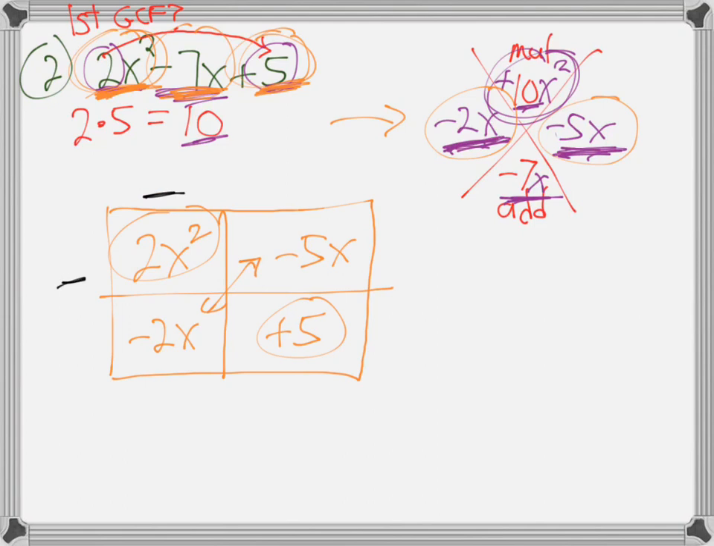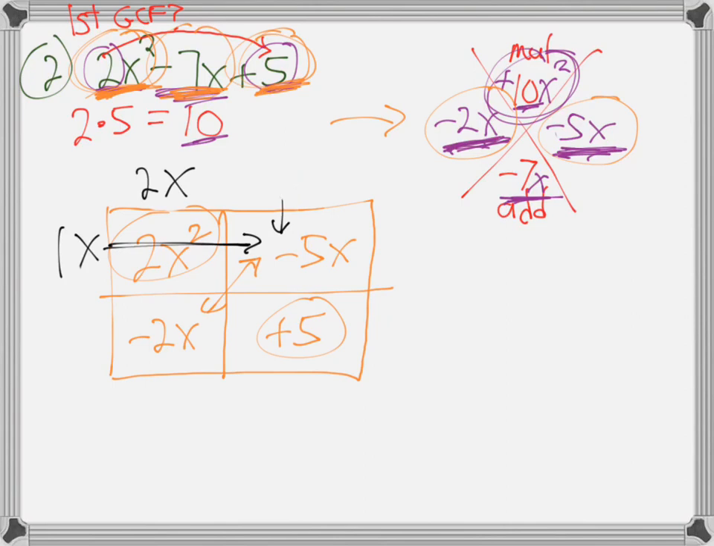So what if I put the 2x here and the 1x there? That won't be good because the 2 is never going to make the 5, huh? So I should swap it. I should put the 1x here and the 2x there. Does that make sense? And then 1x times what will make negative 5x?